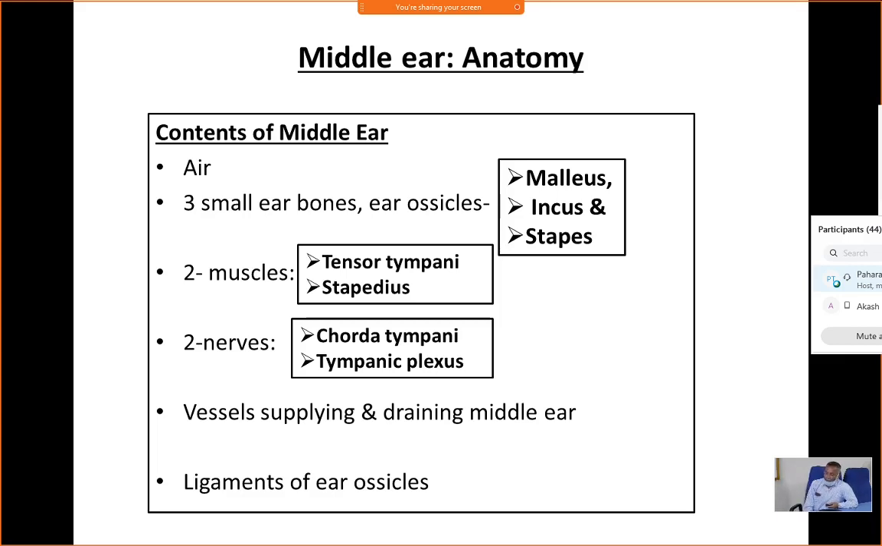Then come to the contents of the middle ear. I have already said it is an air filled space, so one content is air. Next are three small bones, also known as ear ossicles: malleus, incus, stapes.